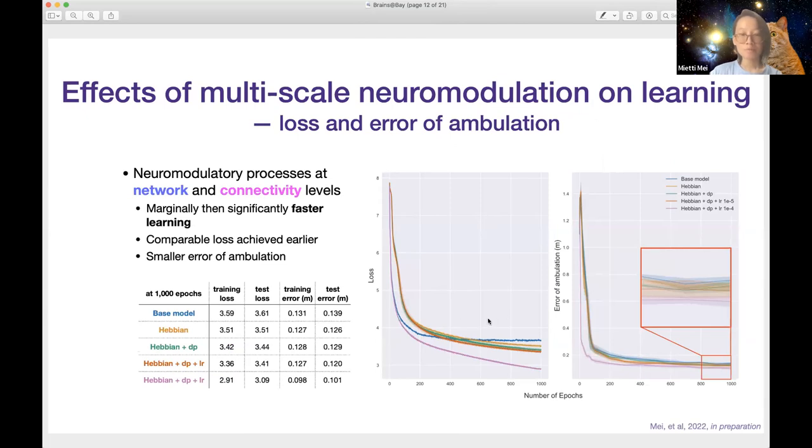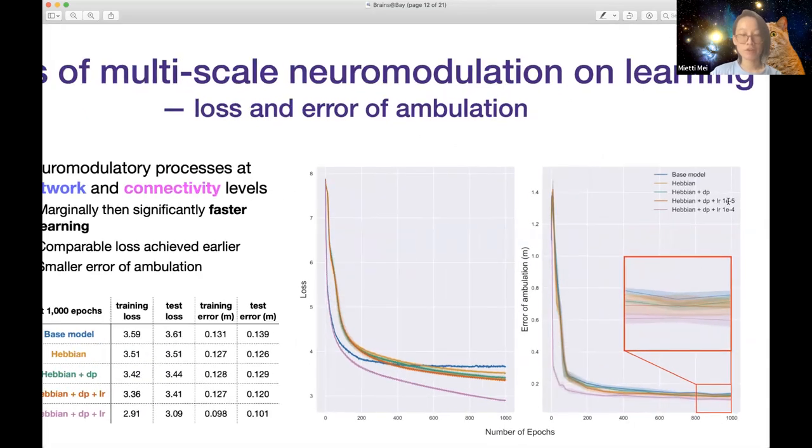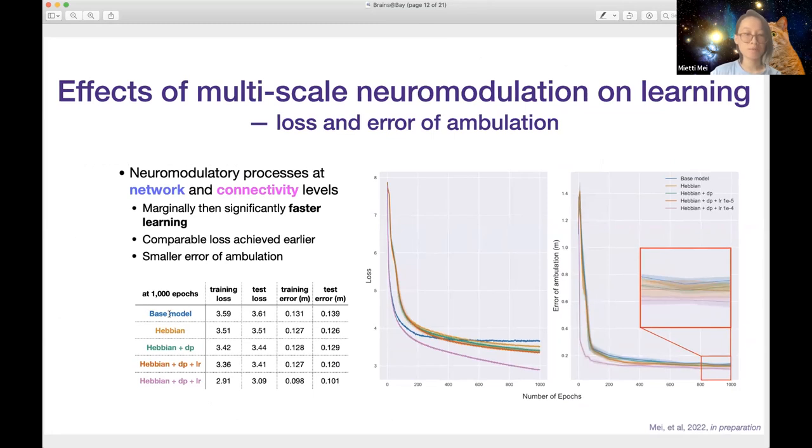Okay, so for the five variants we study in this study, the base model is a model partly inspired by the Bonino paper, and then we add the Hebbian connectivity. For the third version of the model, we have Hebbian plasticity plus the adaptive dropout, and after that, we have added two different learning rates because we wanted to explore how this affects the way the model learns.